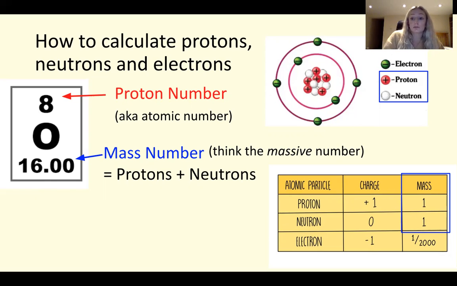It's also called the mass number because it indicates the mass of the atom. And if we think about the two things that have a mass, that's our protons and our neutrons. So the mass number is the sum of the protons and neutrons, the entire mass of the atom, everything that weighs something added together.